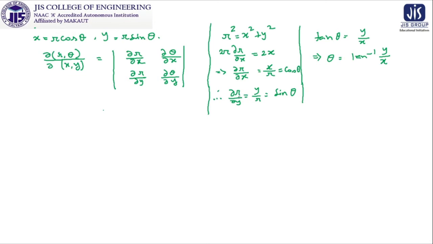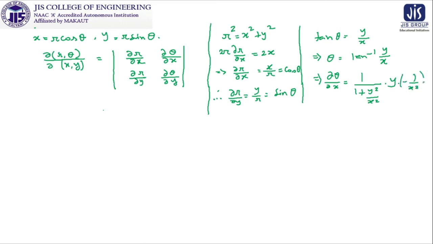So del r del x, del r del y is calculated. Now del theta del x, del theta del y is remaining. Now del theta del x can be written as, if we just differentiate it with respect to x partially, first of all tan inverse y by x will be written as 1 by 1 plus y by x whole square. Now if you just do this calculation, del theta del x will be 1 by 1 plus y square by x square, then del del x of y by x, so y will be coming outside, and del del x of 1 by x will be minus 1 by x square.